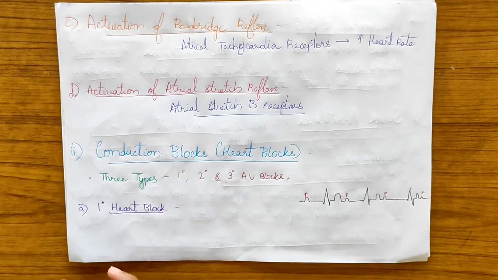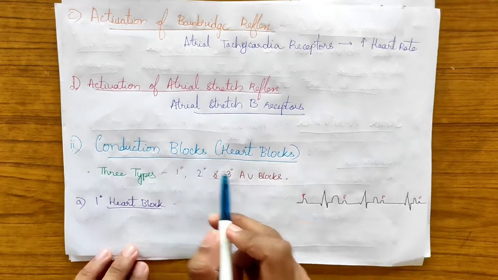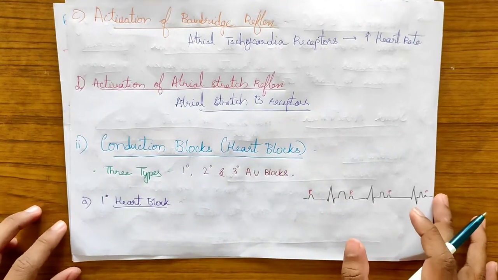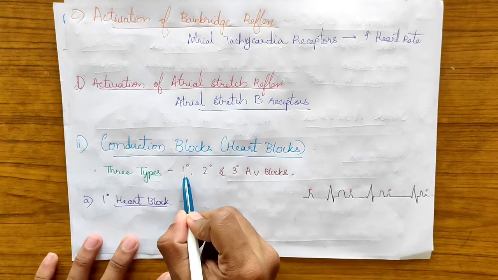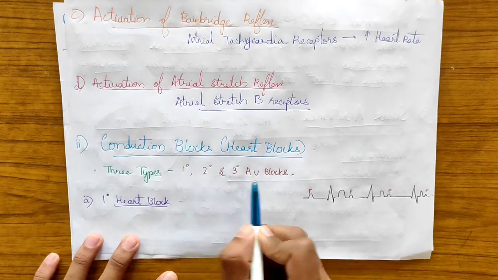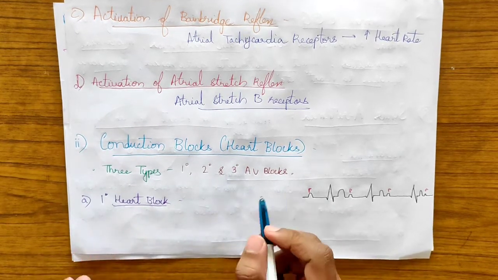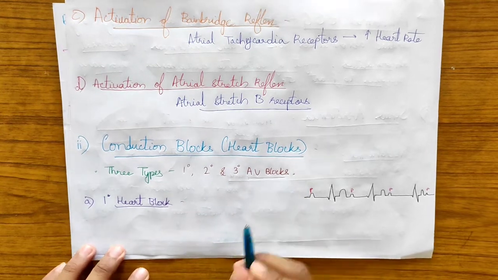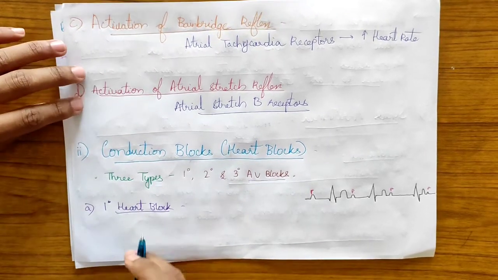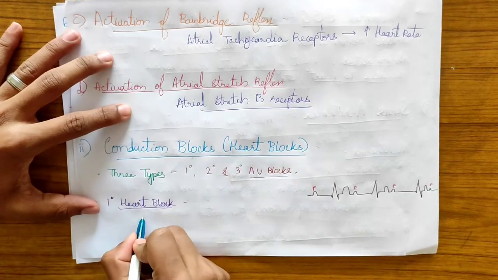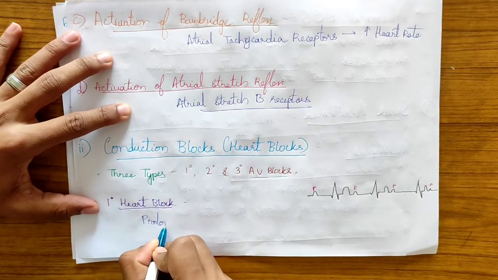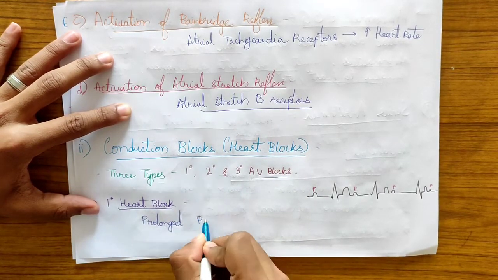The next abnormality seen in the heart, which is detected by the ECG, is the conduction blocks or the heart blocks. There are mainly three types: first degree conduction block, second degree conduction block, and third degree conduction block, or you can also call it AV block. In the first degree heart block, there is a prolonged PR interval.